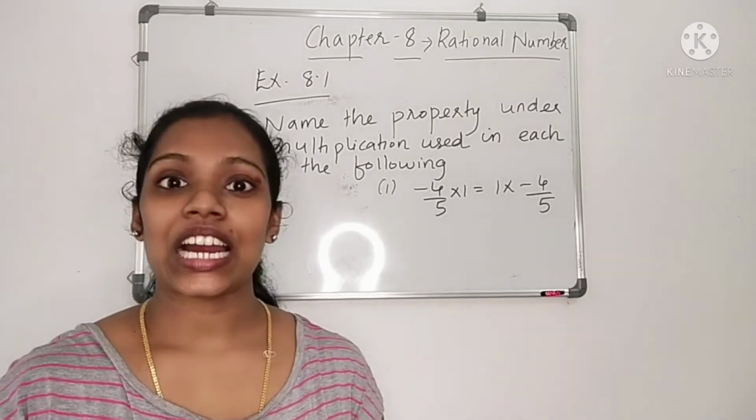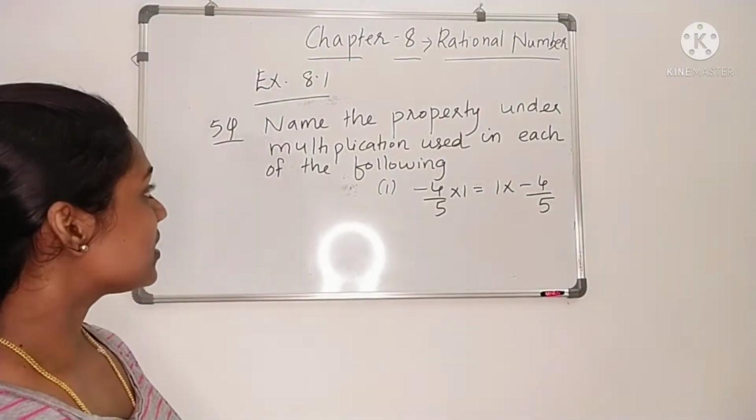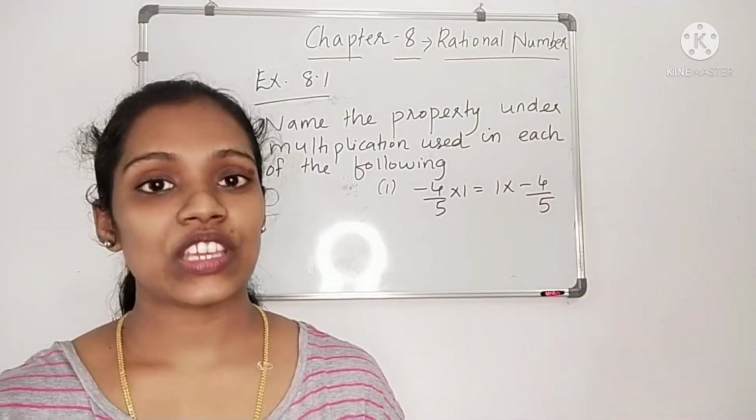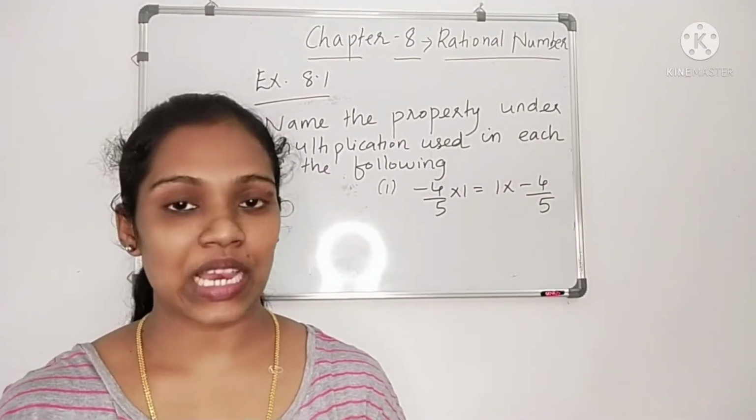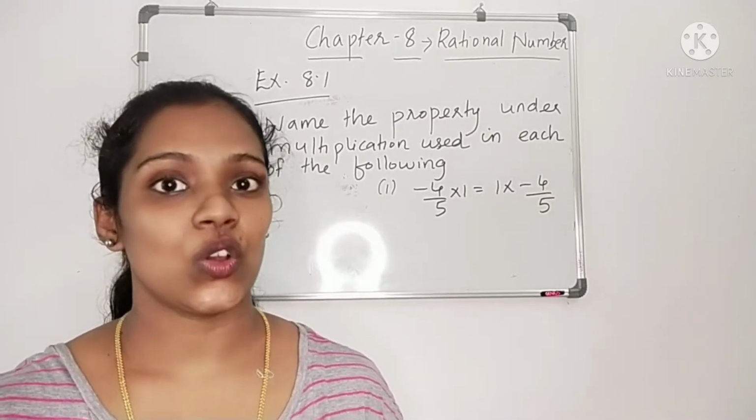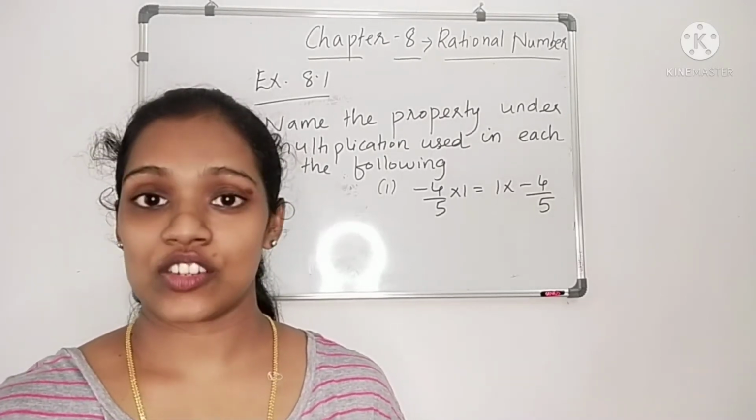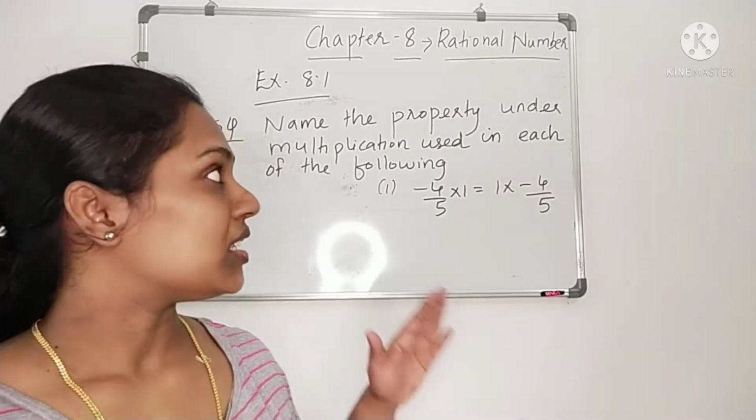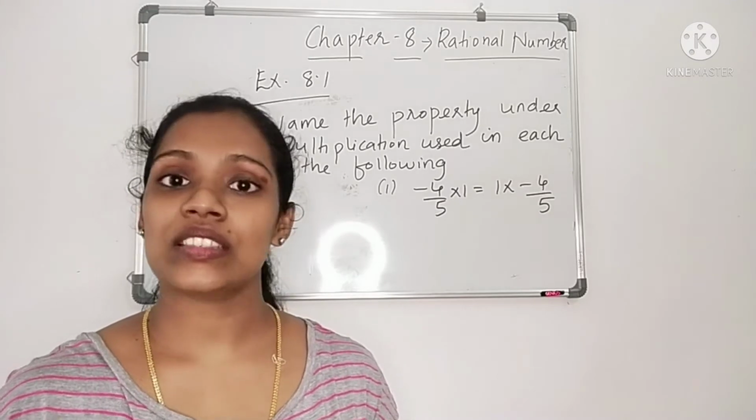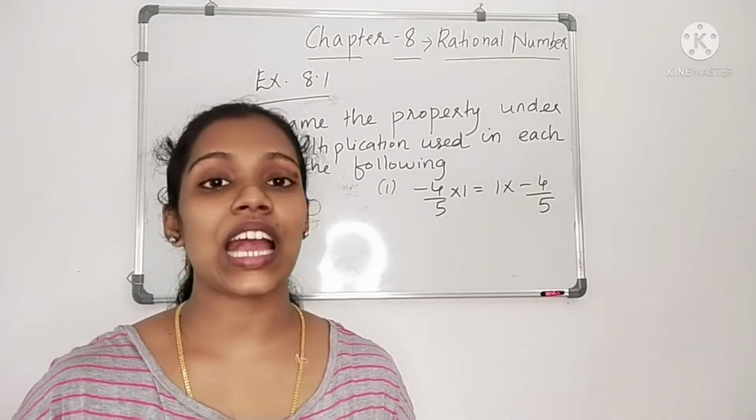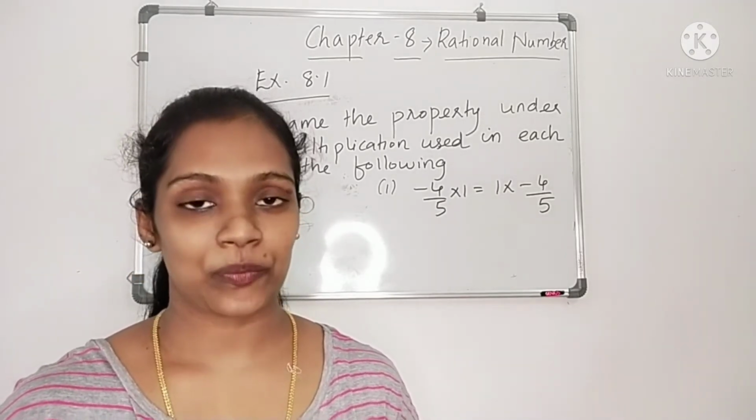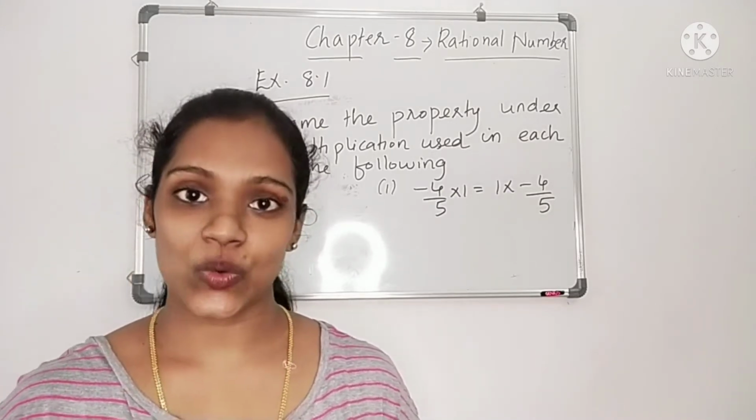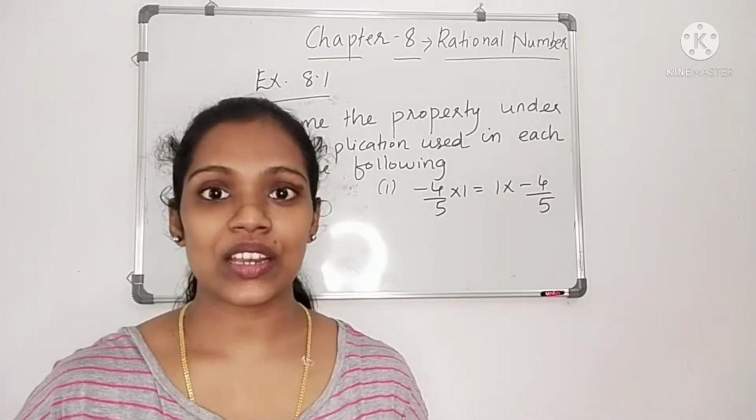Name the property under multiplication used in each of the following. You have been asked to find the property. We have studied so many properties in this chapter: commutative property, closure property, associative property, distributive property, and so on. So we have covered all these properties. In question number 5, some property has been applied in each question, and you have been asked to find what property is used in each. So we can see the questions one by one.